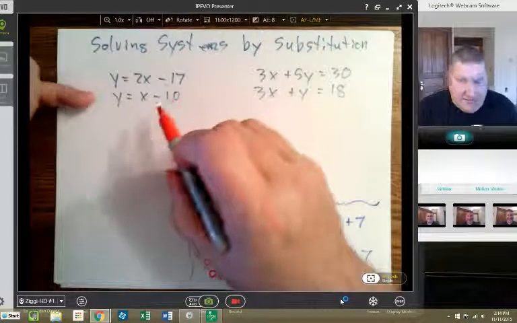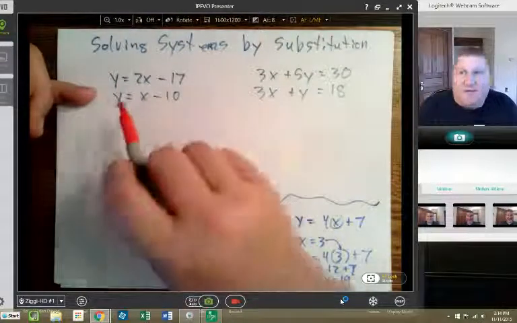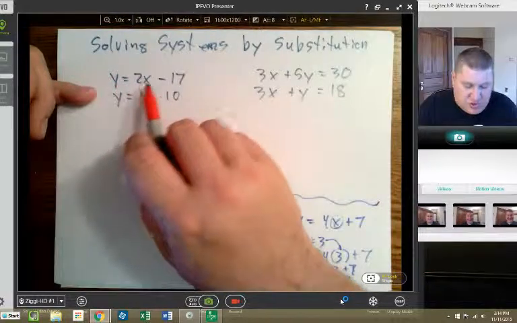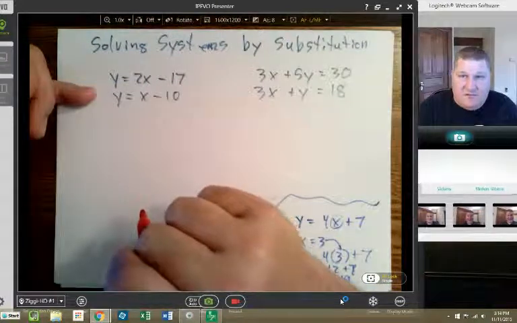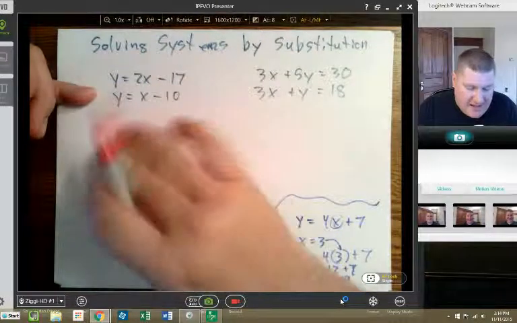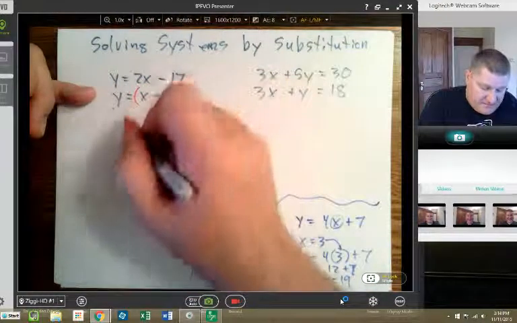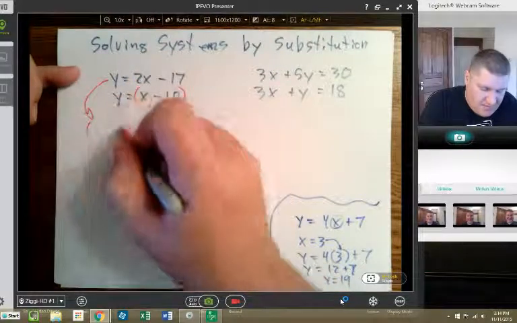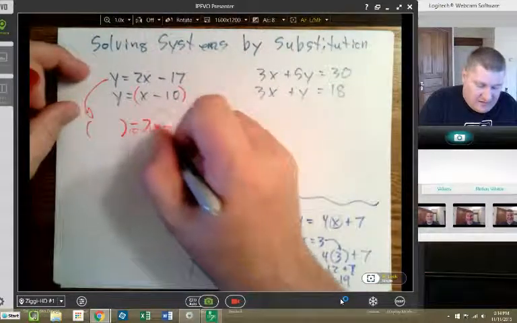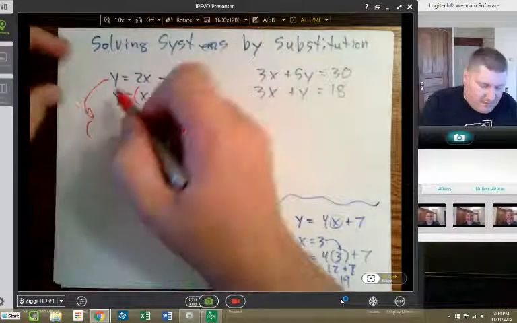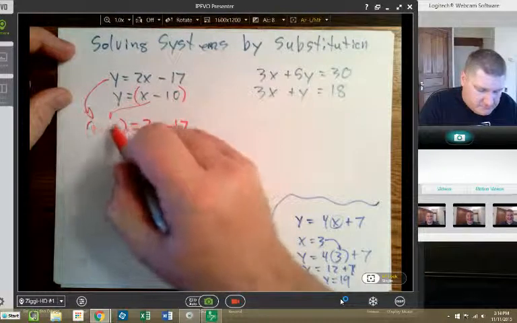Up here, though, now we don't have x equals 3, r equals 55. We have something a bit more complicated. Y equals 2x minus 17, and y equals x minus 10. So the thing about it is, I have a whole thing that y equals. In this case, I'm going to take my top equation, and y I'm going to take out, and that's going to equal 2x minus 17. But what do I put in place of y? Instead of y, I'm going to put in x minus 10.